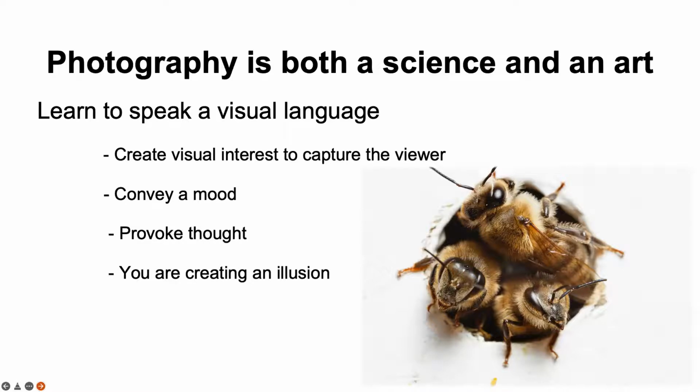Anybody can pick up a camera and take a picture, but it's not really going to say anything, right? So we have to learn the tools that we as visual artists use to say things. We want to capture interest, convey mood, provoke thought, and all the time you have to realize you're creating an illusion. This is not honeybees coming out of an entrance. This is an array of pixels, so you have to always bear that in mind. It's not really doing reality.